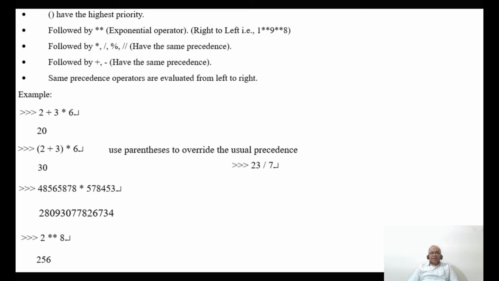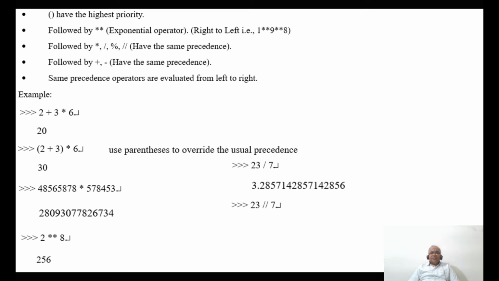Then you have 23 divided by 7. 7 3s are 21. So you will get 2. Then 20, so 7 2s are 14, and so on. So you will get 3 point something, whatever you get. Like that it will be evaluated to get the float value or the decimal value.